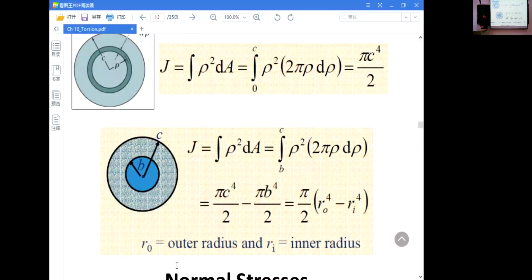You can see that if the shaft's center part is empty, is hollow, because it's a hollow shaft, J will be this result. The result of J is the whole minus the inner part.